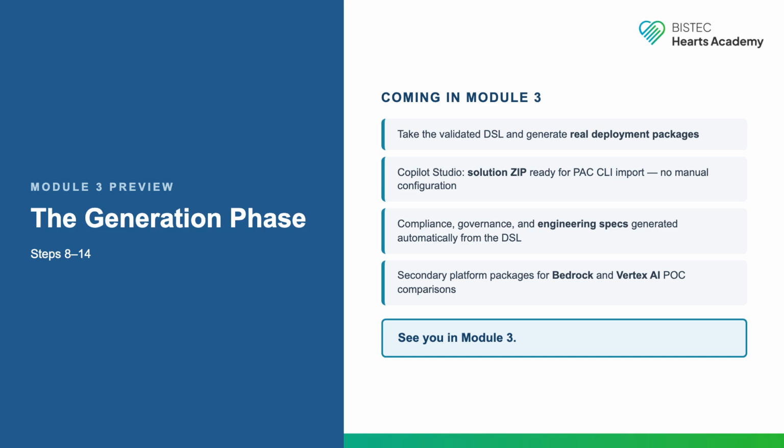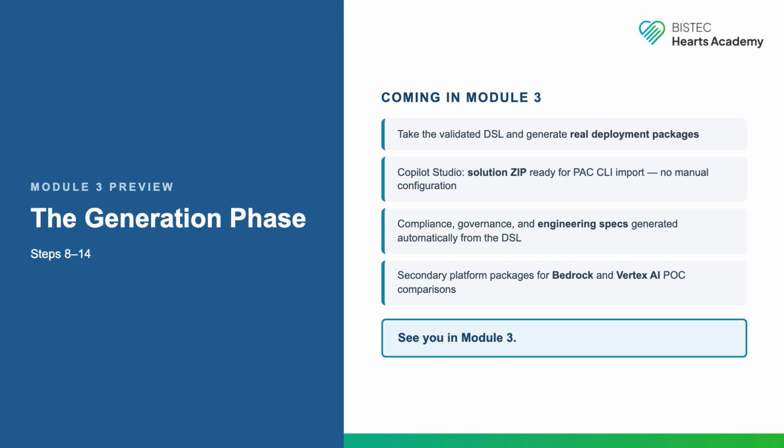Module 3 covers steps 8 through 14. The generation phase. We take the validated DSL we have just built and use it to generate real, deployable artifacts. For Copilot Studio, that means a solution ZIP ready for PAC CLI import, no manual configuration in the Studio UI. For the engineering team, that means product requirement documents generated automatically from the engineering dependency specs you wrote in Step 5. For governance, that means compliance documentation generated from the platform hints you set in Step 6.